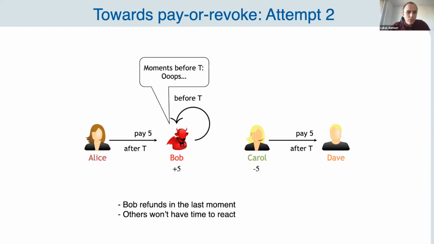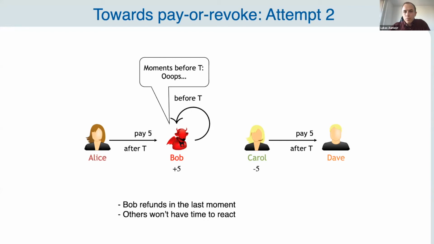So indeed, what could happen here, again, we have a malicious Bob. And even though the payment was actually successful, Bob goes ahead and publishes the refund just before the time t expires. And the others won't have time to react. So in the other channels, the payment goes through. And in this case, Carol will have lost the 5 coins and Bob will have stolen them.